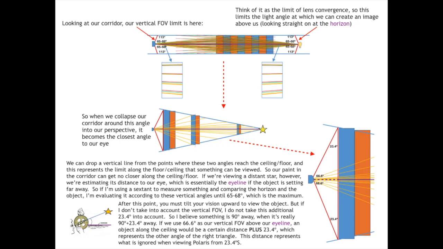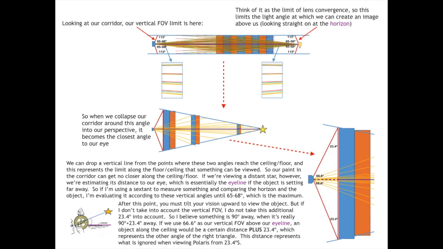So if we're viewing a distant star, however, we're estimating its distance to our eye. So it's essentially our eye line if the object is setting far away, right? So it is taking into consideration that 23.4.